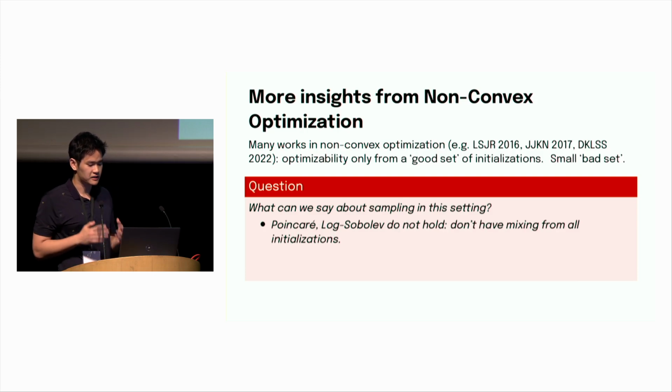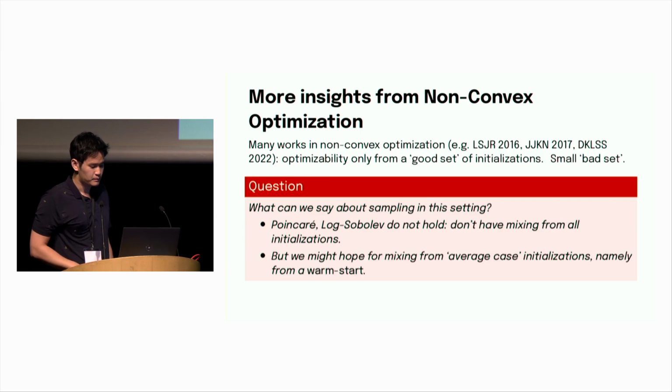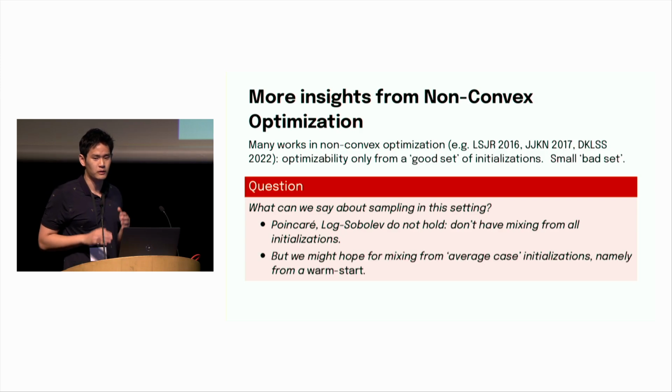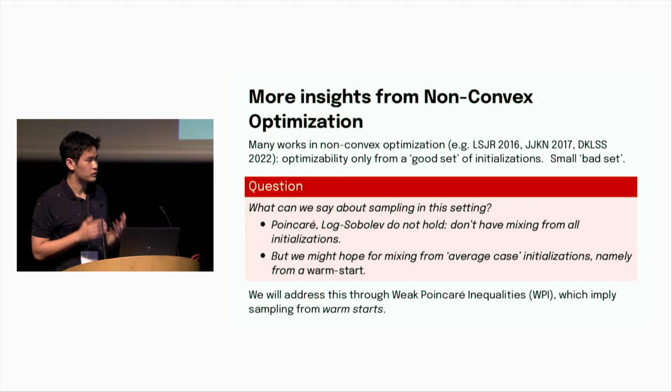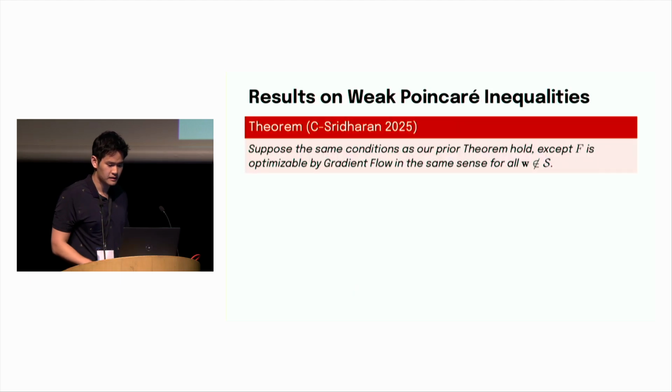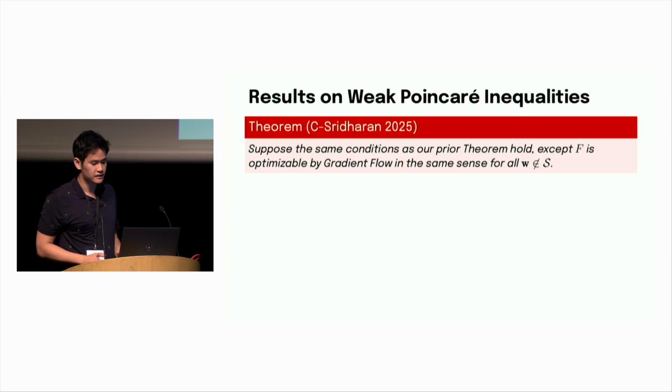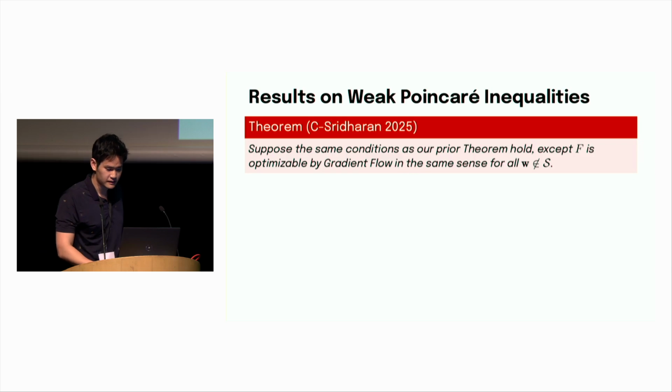Here, Poincare and log Sobolev don't hold because you don't have mixing from all initializations. But we might hope for mixing from a suitable warm start. And indeed, in such a setting, we'll establish that a weak Poincare inequality holds, which implies sampling from suitable warm starts. In particular, our result is as follows. Suppose the same conditions as our prior result hold, except now that the optimizability condition, for example PL or KL, only holds for all W not in some bad set S.